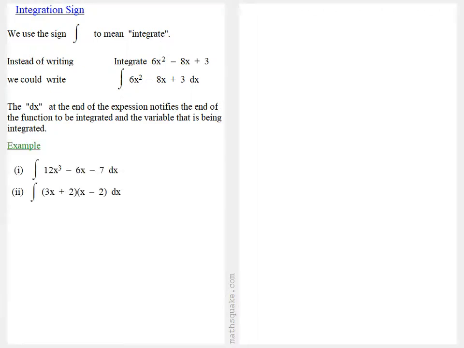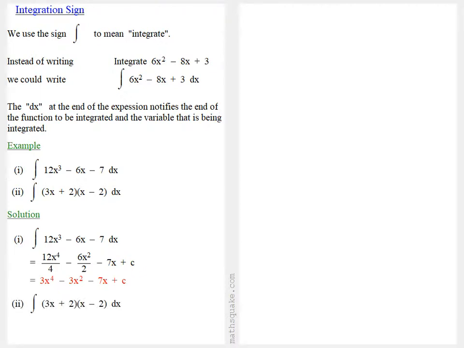So for example, if you're asked integrate 12x cubed minus 6x minus 7 dx, the answer is that 12x to the power 3 becomes 12x to the power 4 over 4, minus 6x to the power 1 becomes 6x to the power 2 divided by 2, and 7 becomes 7x, and we add c. So we're left with 3x to the power 4 minus 3x squared minus 7x plus c.